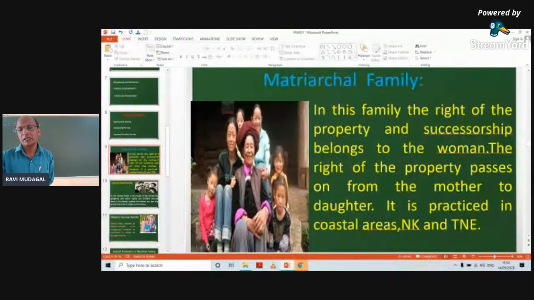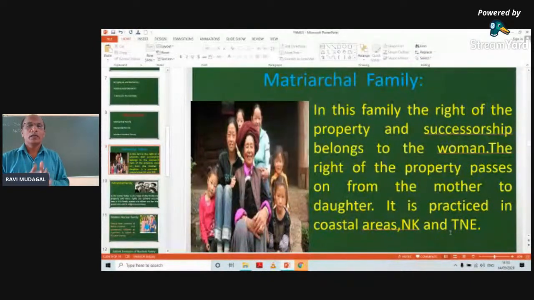It is practiced in coastal areas of Karnataka and north coastal areas of North Karnataka, and tribal communities in North India. We see such matriarchal families in coastal areas of Karnataka and the northeast. We find such matriarchal families in tribal communities, especially in the northeast of India.